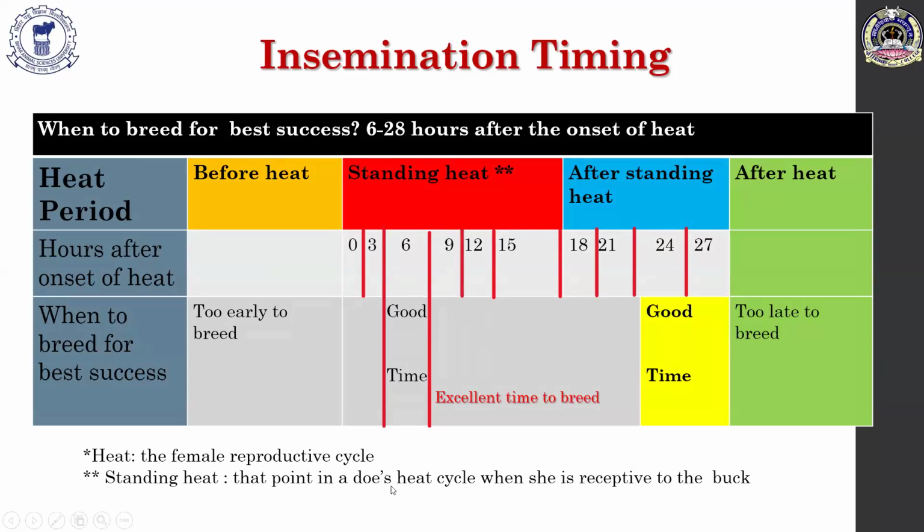Standing heat is the point in the doe's heat cycle when she is receptive to the buck, and the heat is the female reproductive cycle, from 9 to 21 hours. This is the time for excellent breeding. The animal is ready to breed. But 6 hours before and the last 24 to 27 hours is also a good time to inseminate.